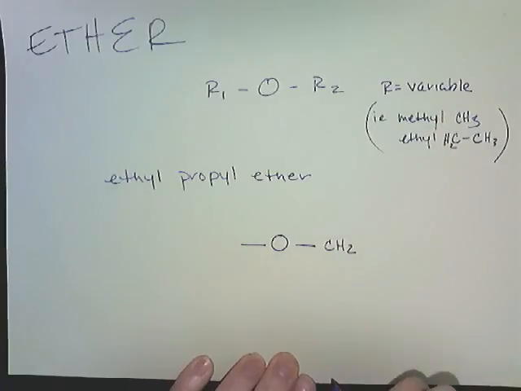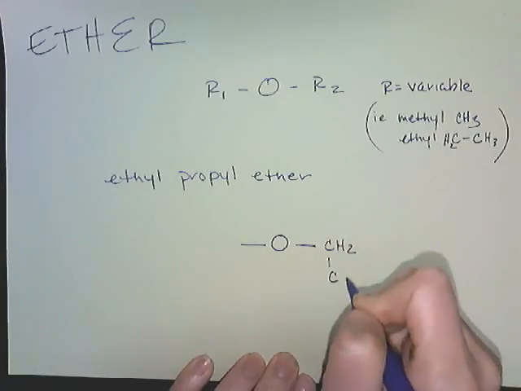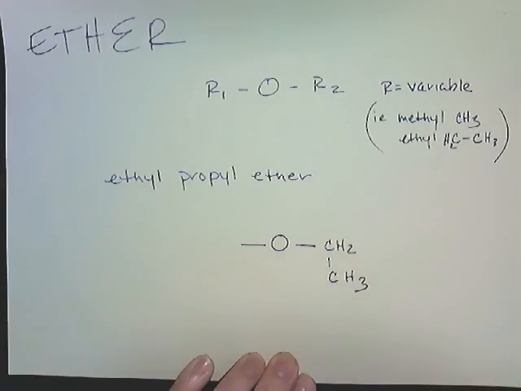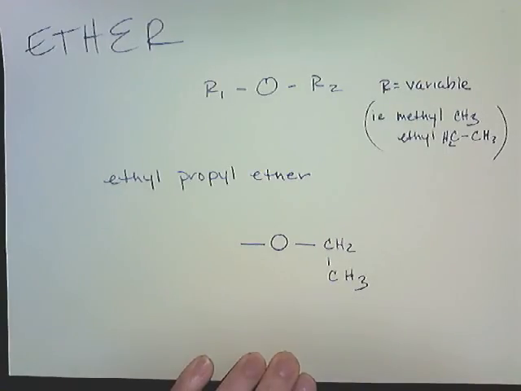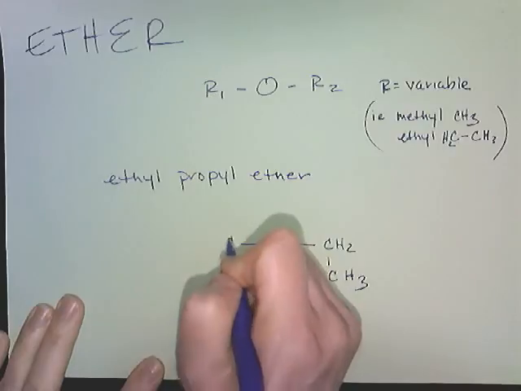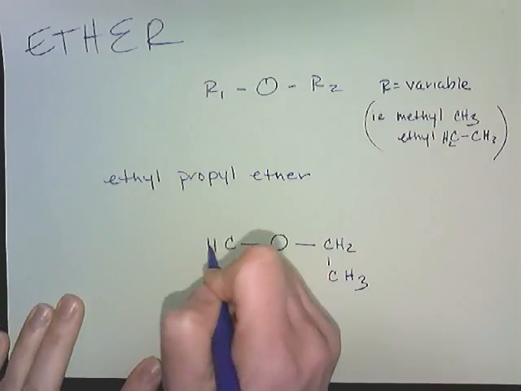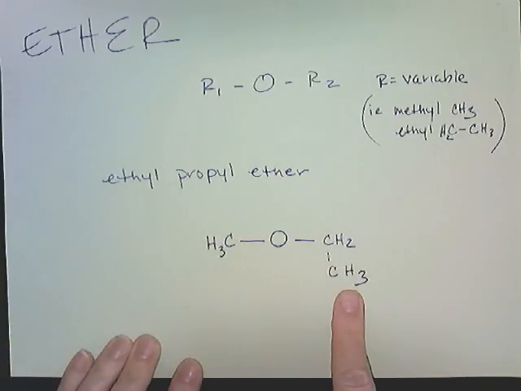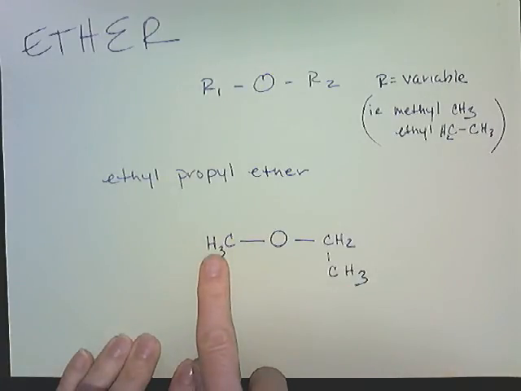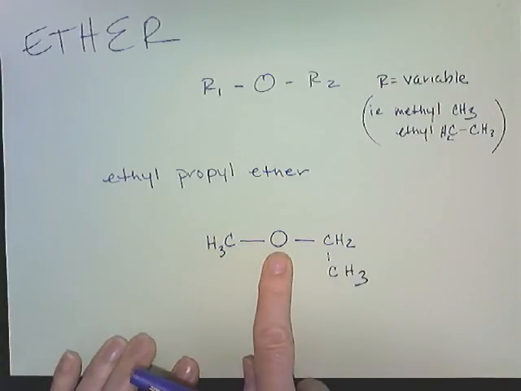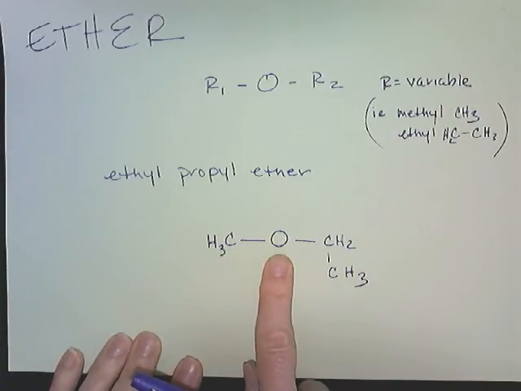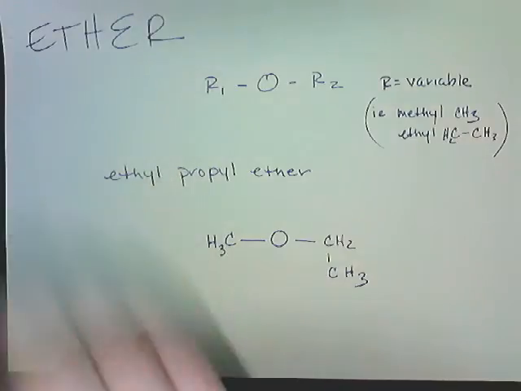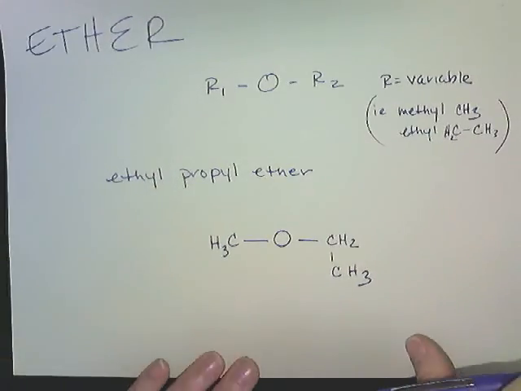CH2, CH3. So this would be ethyl because it has 2 C's. And then over here you would just add 1 C attached to 3 H's. So this would be the ethyl group, and that would be the propyl group, and they're attached to oxygen, an O. That's how you define an ether. So there you have it. Those are your 9 types of organic molecules.